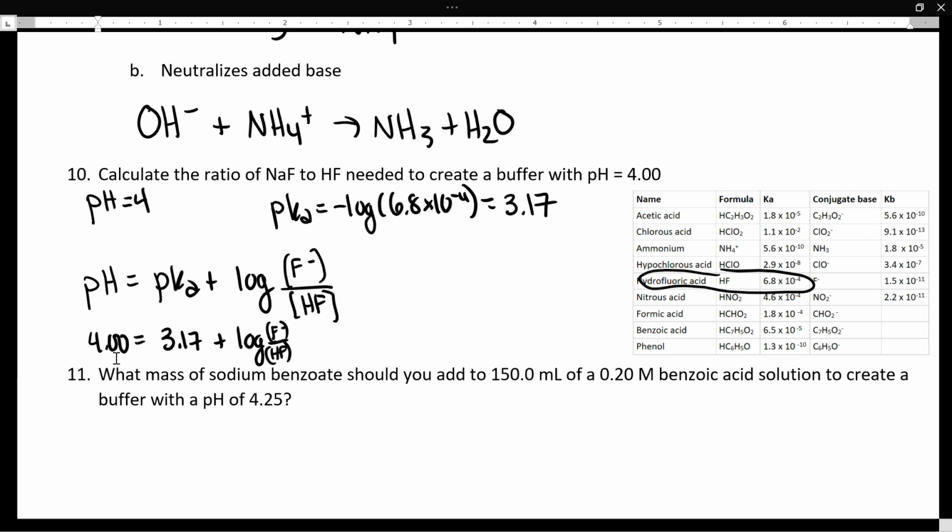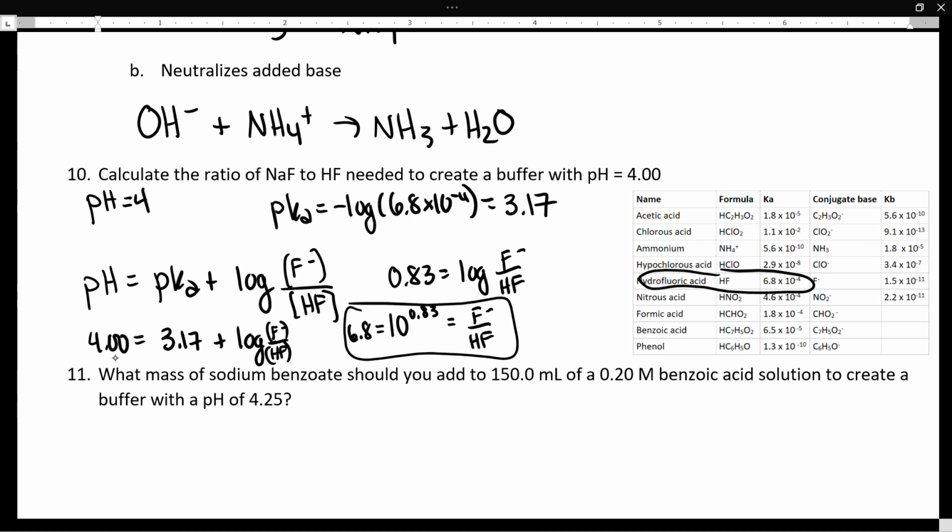So if I stop and rearrange, subtract 3.17 from both sides, I end up with 0.83 equals the log of F minus over HF. So I'm going to raise both sides to the power of 10, and I end up with this: the F minus to HF ratio is 6.8.